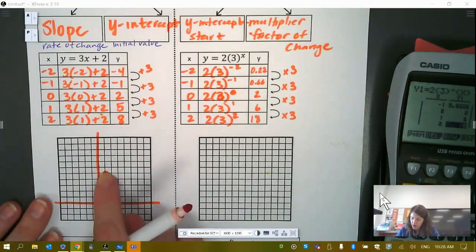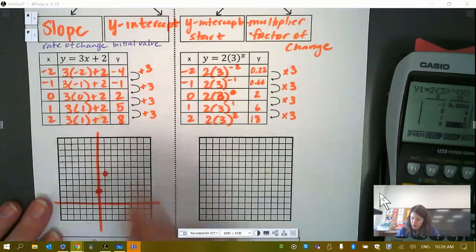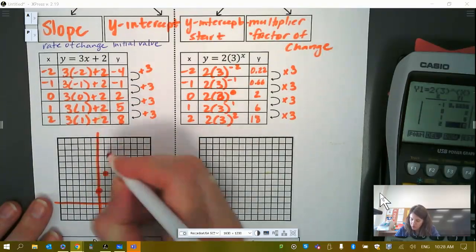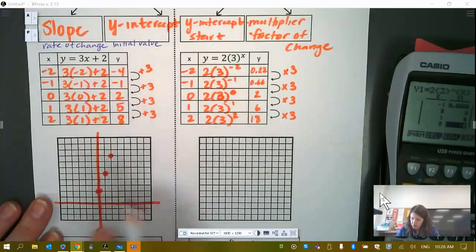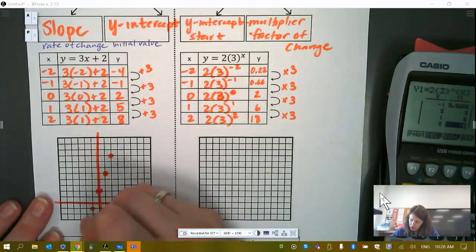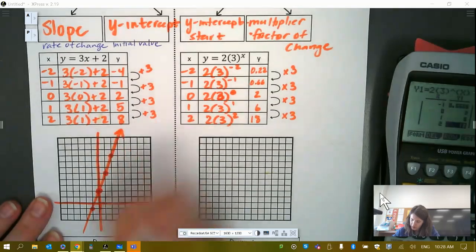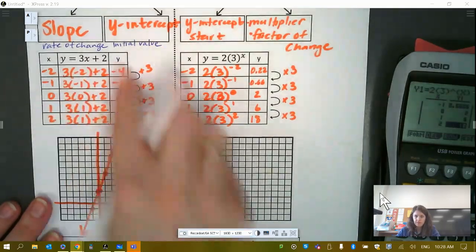Well, here's 1, 5. And then your next point is 2, 8. So you're going up another 3. And if you go back to the previous point, it's negative 1, negative 1. So we can create a linear graph here, a graph of a line based on this information.